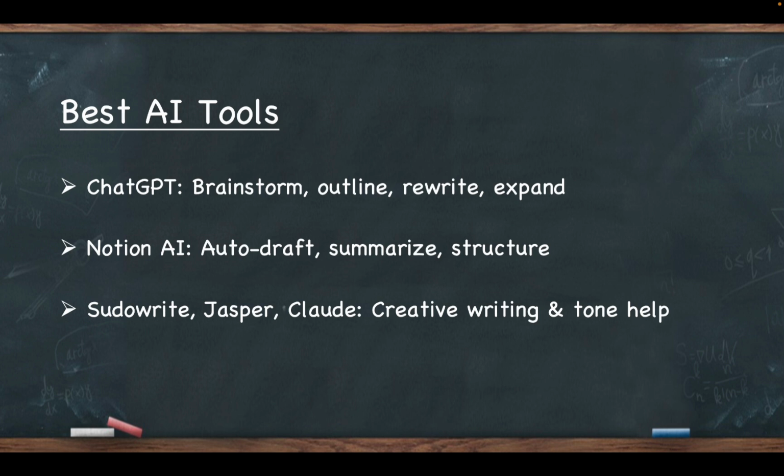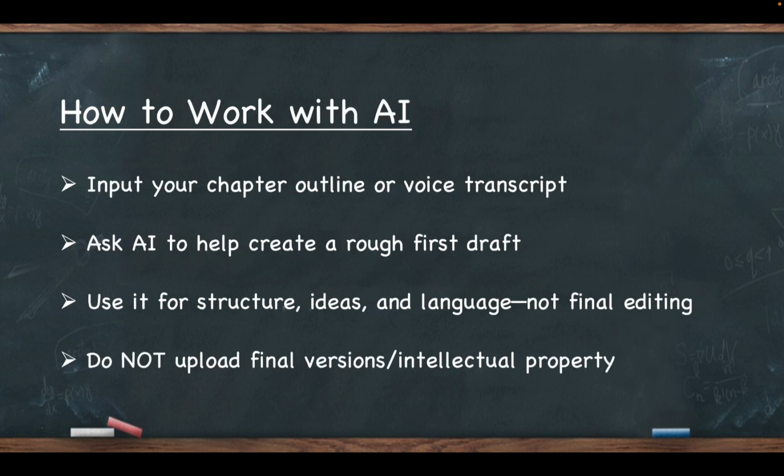Now, the second example is Notion.ai, Notion AI, which is on the Notion app. It can help you to auto draft. It can help you to summarize content and can also help you to structure content. Lastly, we have the likes of Sudowrite, Jasper, and Claude, who are more inclined to helping you with creative writing and helping you to adjust and fix the tone of your book. In case you're trying to write something that's a bit comical and you do not have a career in comedy, they'll be able to help you to fix the tone of whatever it is you're trying to communicate.